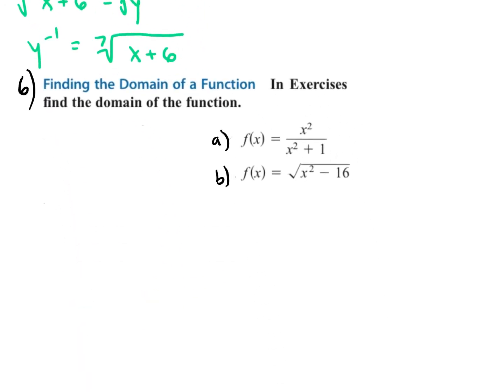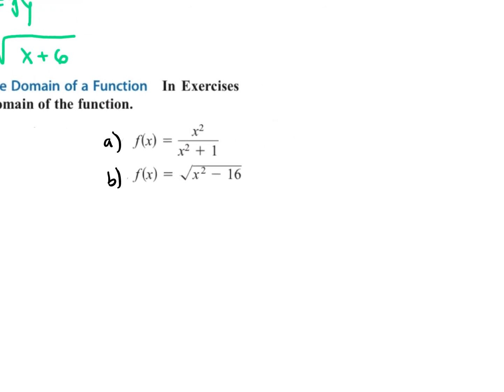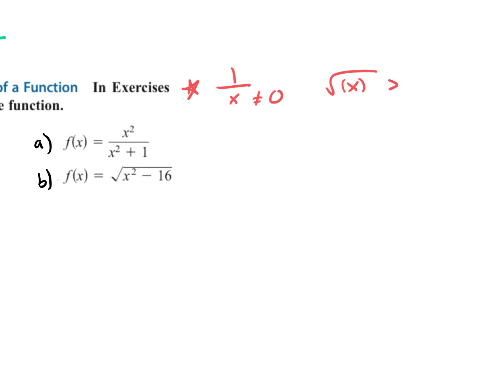All right, number 6, we're finding the domain. So we always want to check out when doing the domain, if we have a denominator, our denominator has to be not equal to 0. And then if we have something in the square root, we would set whatever's under our square root greater than or equal to 0. So these are 2 instances that we have to keep an eye out for when we're doing domain.